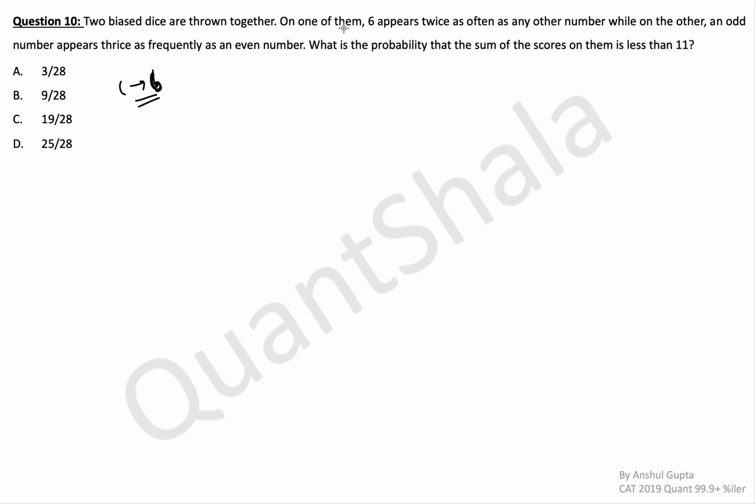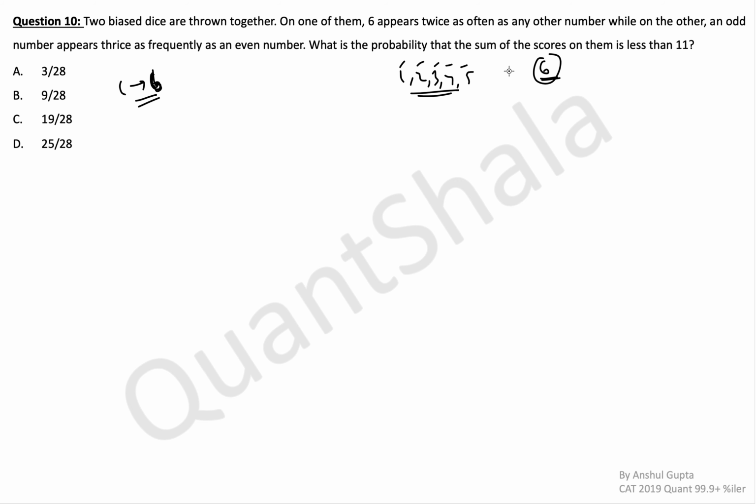On one of them 6 appears twice as often as any other number. What does that mean? 6 appears twice as often as any other number. That means 1, 2, 3, 4, 5. 6 आने की probability is twice as the probability of any other number. Okay, that means in सब की is same and then इसकी is double.